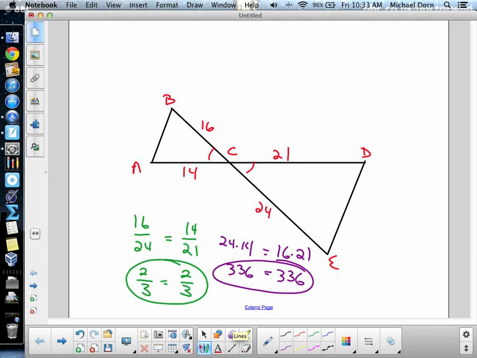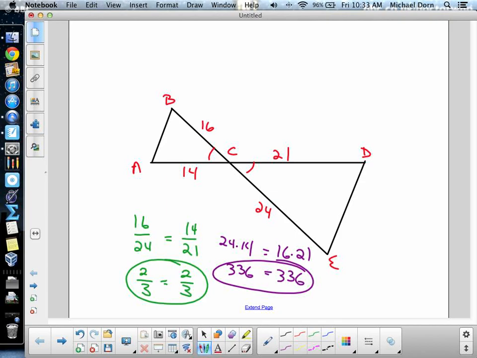A lot of people prefer the cross-multiplying when it's side angle side because cross-multiplying is so simple. I mean, a few seconds on your calculator and you're done. Reducing, however, is the only way we can use for side side side because we can't just cross-multiply when we have three ratios. We have to reduce. We have three ratios. So that's how we do side angle side. And again, it's because it's the angle and the sides.